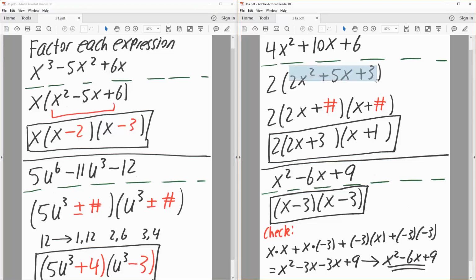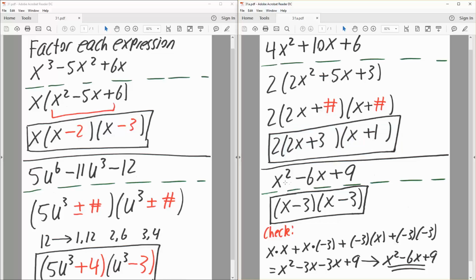Next, we factor this out. So the only way we can get a 2 is by doing 2 times 1. So we say 2x times x. Next, we think, how can we get 3? The only way is 3 times 1 or 1 times 3. So we plug in 3, 1, or 1, 3. And if I plug in like this, 3, 1, this would work because 2x times x is 2x squared. 3 times 1 is 3. 2x times 1 is 2x. 3 times x is 3x. 2x plus 3x is 5x. And so this right here would be the factored form.